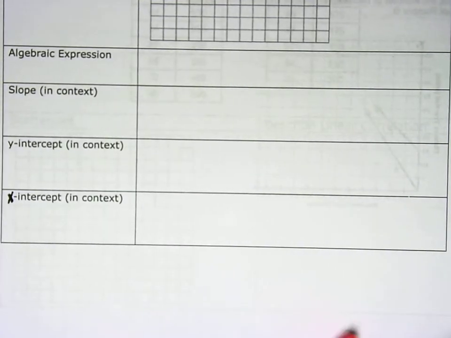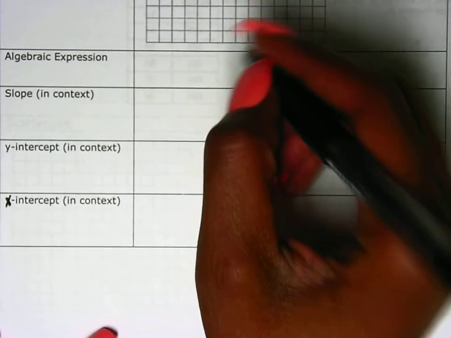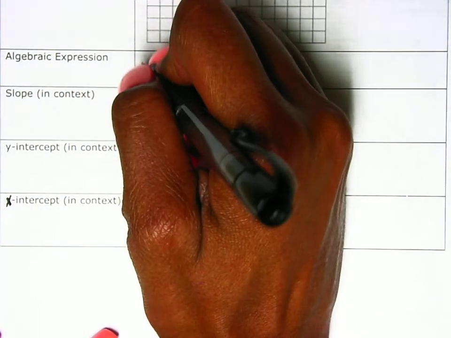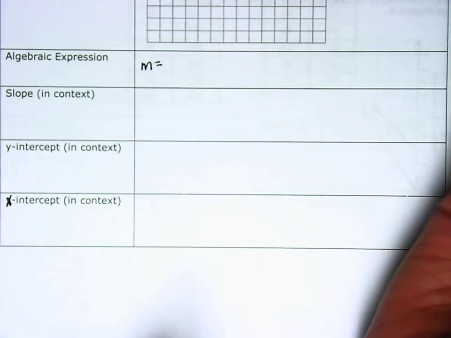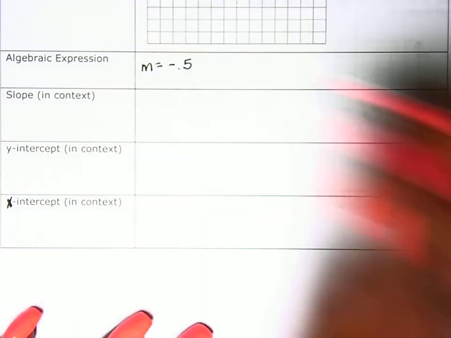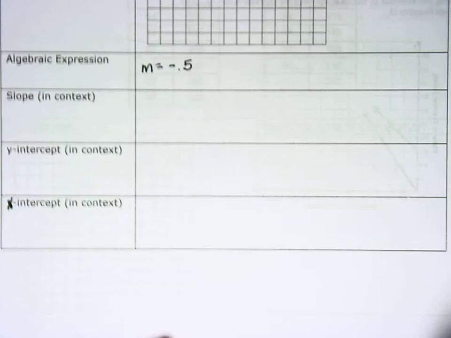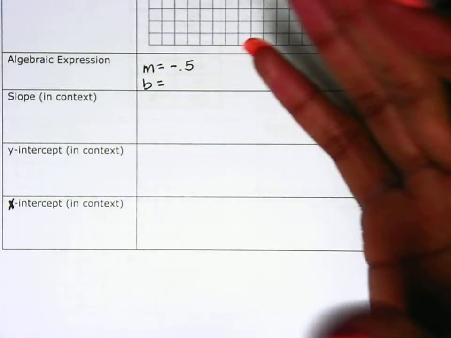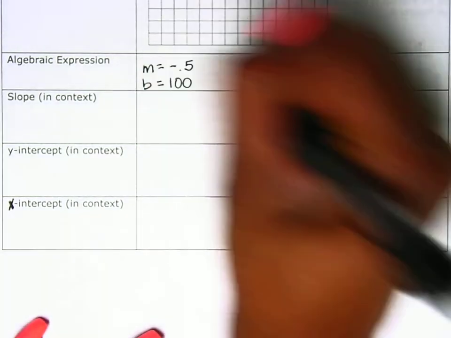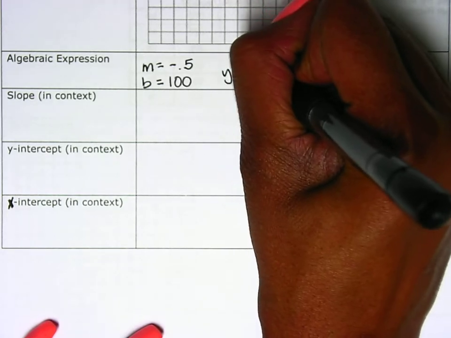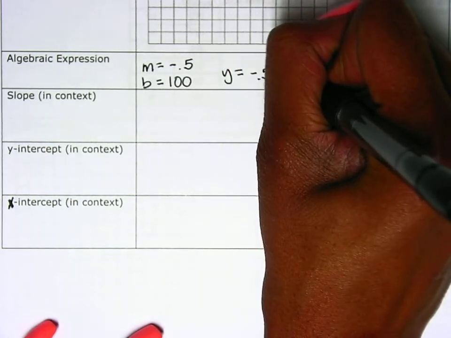So, algebraic expression. Well, it's telling us in the problem that we're falling at a constant rate. So I know that they're telling me right there my slope, my rate of change. Since we're falling, it's going to be negative, and we're falling at a rate of 0.5 meters per second. So my slope is negative 0.5. My y-intercept, which is where the feather is actually starting, is going to be at 100 because that's the height where the feather started. So my algebraic expression is y equals negative 0.5x plus 100.